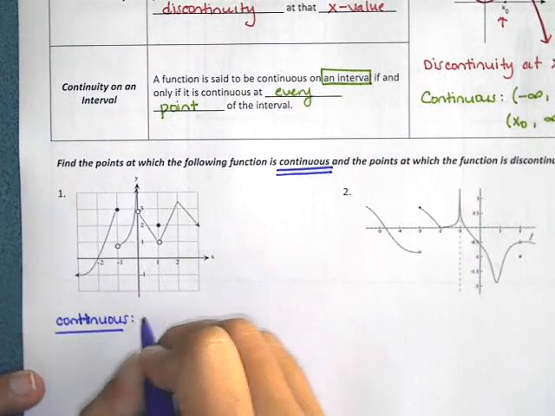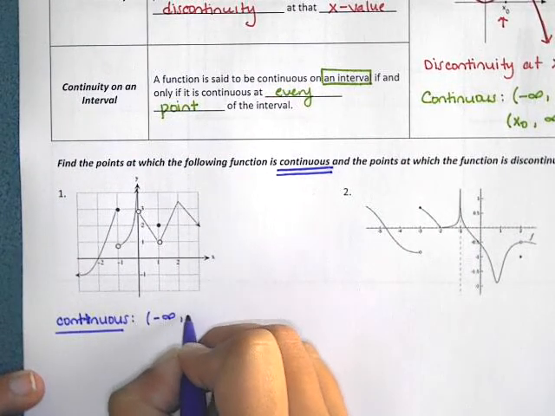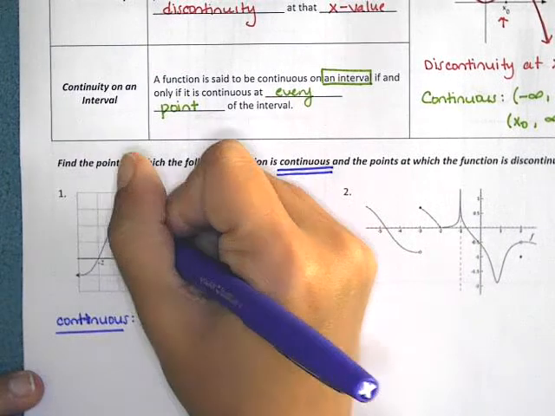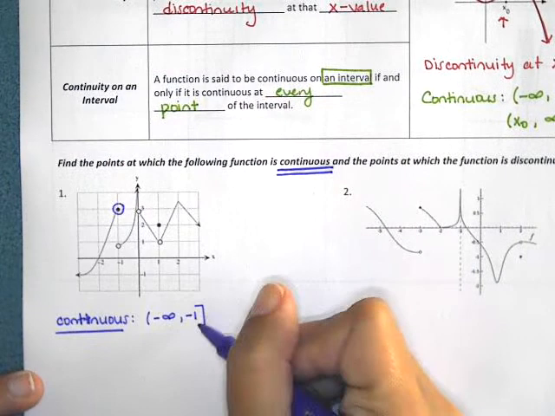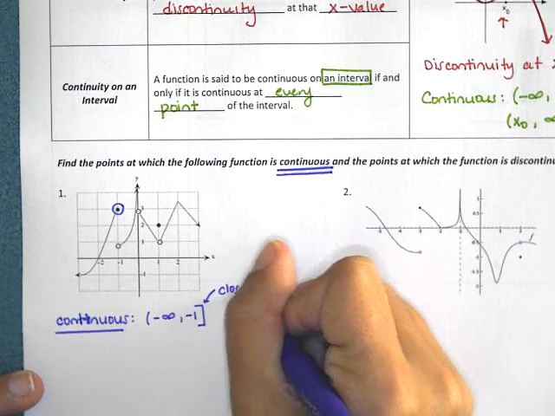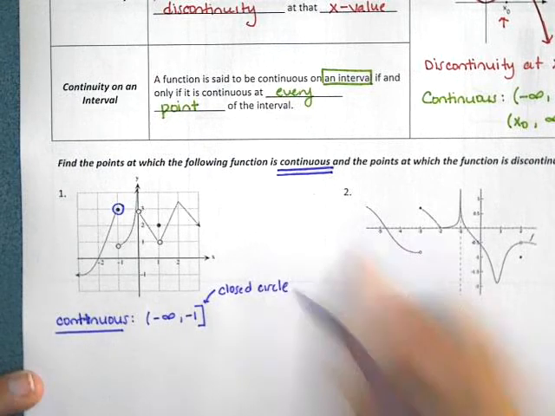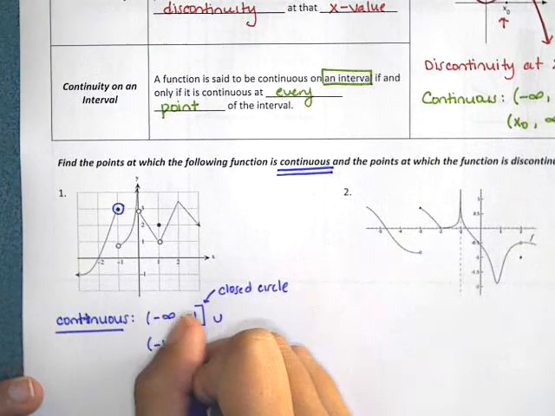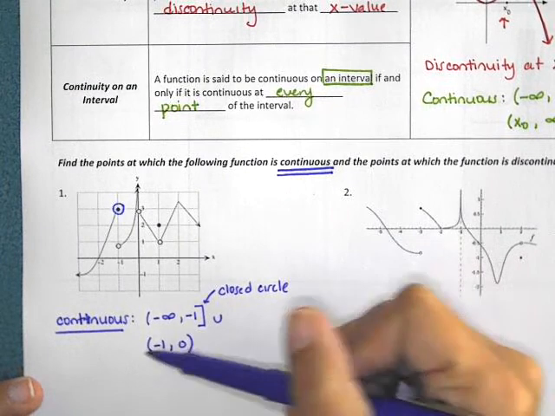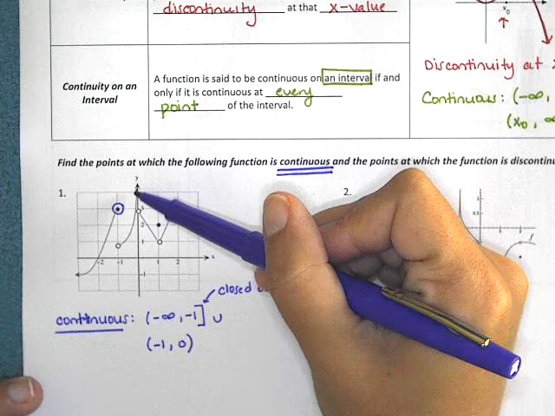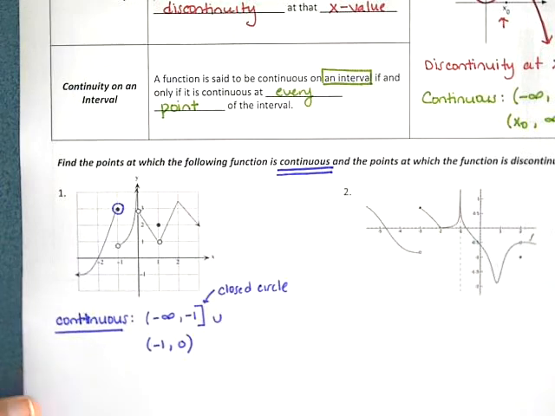I would say from -infinity to -1, and I'm going to include the -1 because this is a closed circle. We are continuous. Then from -1 to 0, and I'm making both of those open because there's an open circle here and this just goes up, up, and away, so it's not going to touch the 0.